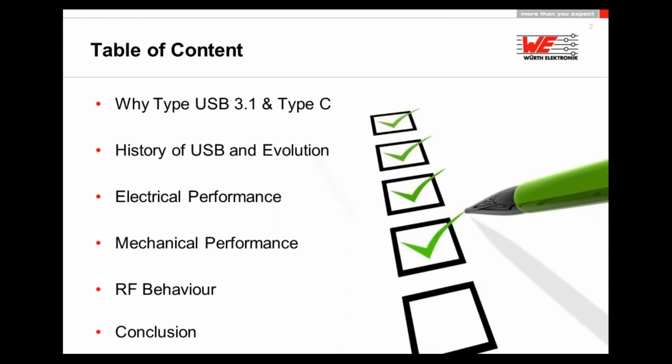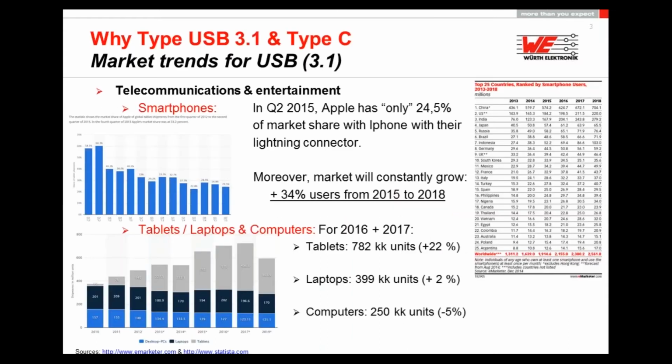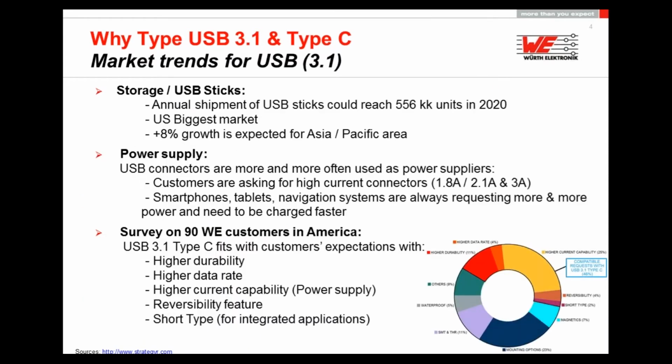So here we have the table of contents. I would like to give you a little bit of history about the USB, because understanding the history and the evolution of the USB types and connectors helps us to understand why the Type C connector is really a special connector. After that, we will analyze the main characteristics of these connections regarding the electrical performance, the mechanical performance, and also the RF behavior. And after that, everyone can finalize his own answer on what kind of application it might make sense to use this kind of connector.